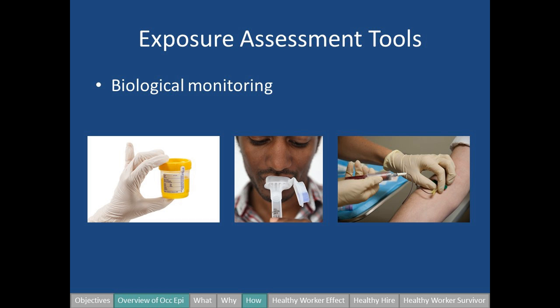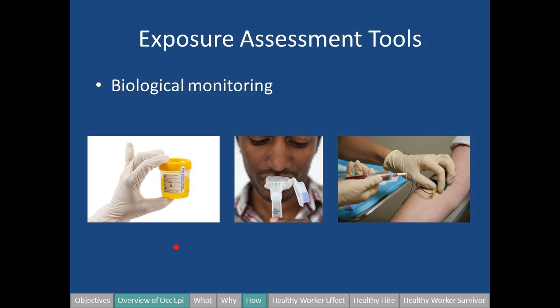Now, this method integrates exposures that are reaching the body via different routes of exposure. So if you're breathing it in, if you're ingesting it, if you have dermal contact, this will measure all of those routes. And you're estimating the amount of the exposure that's actually taken up into the body rather than the amount that's in the surrounding environment. Now, you can view this as an advantage or disadvantage depending on your particular question that you're trying to ask.